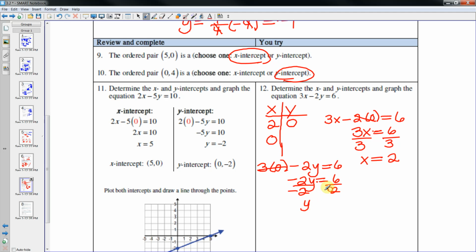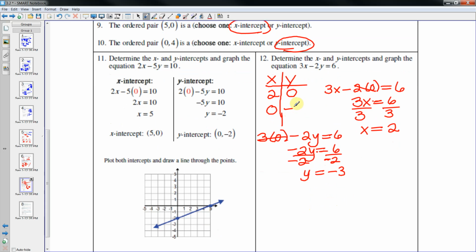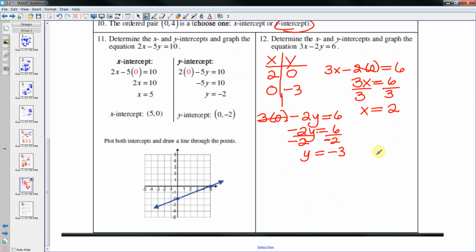So y equals -3. If you're asked for a checkpoint, you can make a checkpoint, or we can just go right over here to the graph and put in our 2 zeros. So over 2, up 0 would be right there. 0, -3 would be over 0, down 3, and then we can connect these two, and that would be my graph using my x and y intercepts.